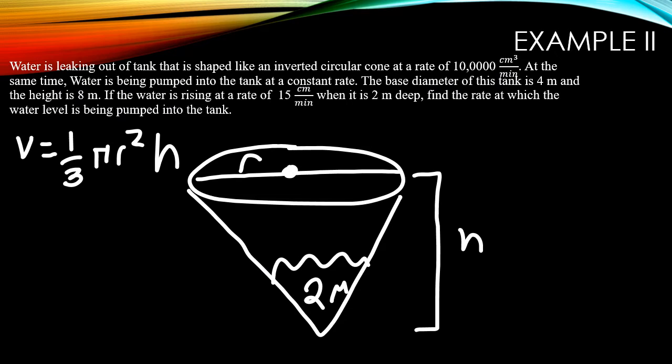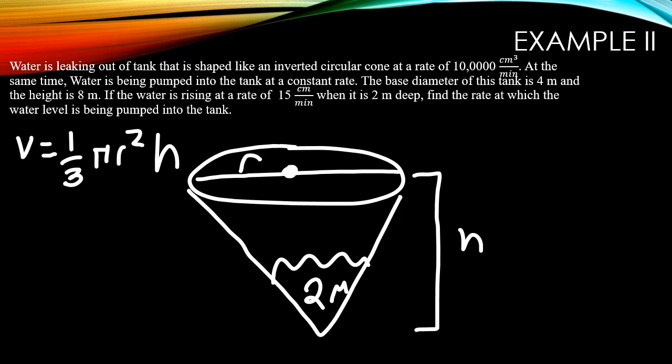So the third example here, I'll be using this slide to illustrate what's going on, and then I'll be using the second slide to actually compute the problem. So water is leaking out of a tank that is shaped like an inverted circular cone at a rate of 10,000 centimeters cubed a minute. At the same time, water is being pumped into the tank at a constant rate. The base diameter of this tank is 4 meters and the height is 8 meters. If the water is rising at a rate of 15 centimeters a minute when it is 2 meters deep, find the rate at which the water is being pumped into the tank.